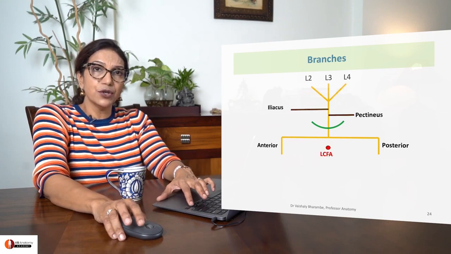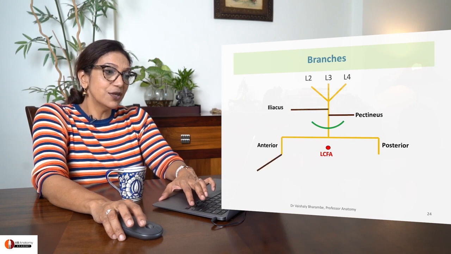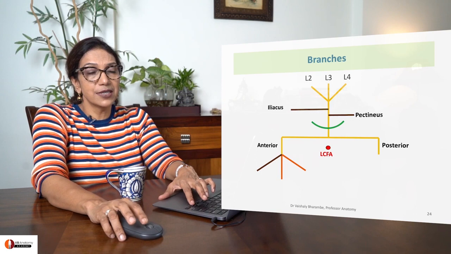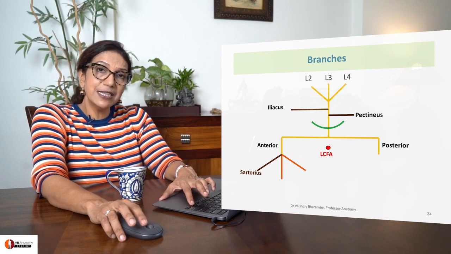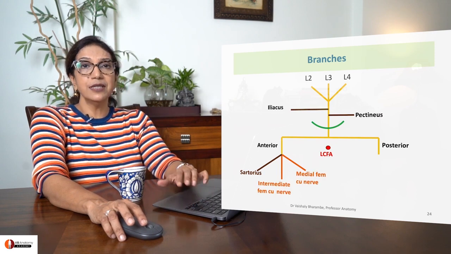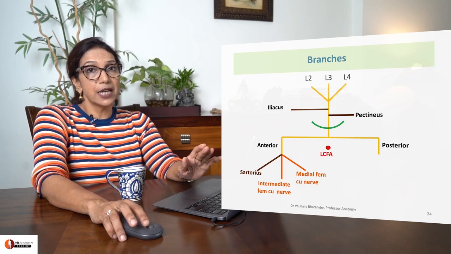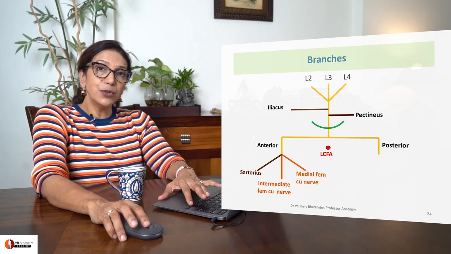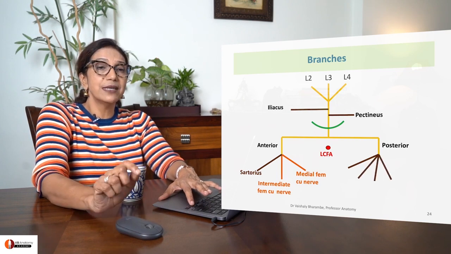The anterior division divides into one motor and two sensory branches. Which motor? Nerve to sartorius. Which sensory? Intermediate and medial femoral cutaneous branches, which supply the skin of the thigh region, anterior aspect of thigh. The posterior division divides into four motor and one sensory.